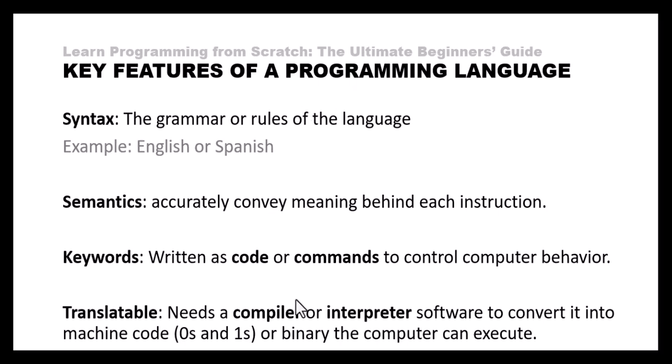So the four key features of a programming language are: one, the programming language should have rules or syntax on how to arrange symbols, and should have semantics, to be able to read the meaning behind symbols. Two, it should have keywords that allow users or developers to write instructions. Three, the programming language should be able to translate the instruction given into binary, machine code, or zeros and ones. So these are the four main features of a programming language.